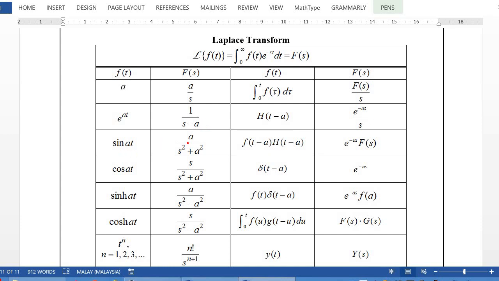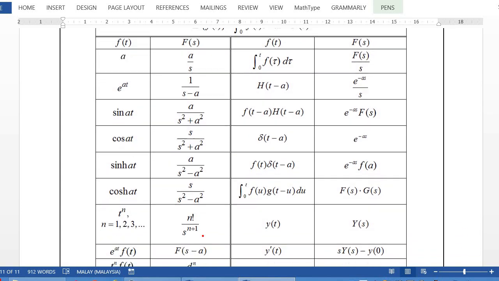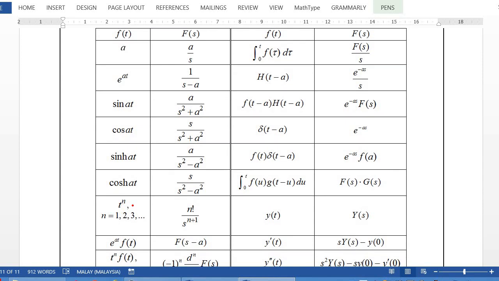sin(at) is a over s squared plus a squared. cos(at) is s over s squared plus a squared. Hyperbolic sin(at) is equal to a over s squared minus a squared. Hyperbolic cos(at) is s over s squared minus a squared. And then the Laplace transform for t to the power n, for positive integer n, is equal to n factorial over s to the power n plus 1.